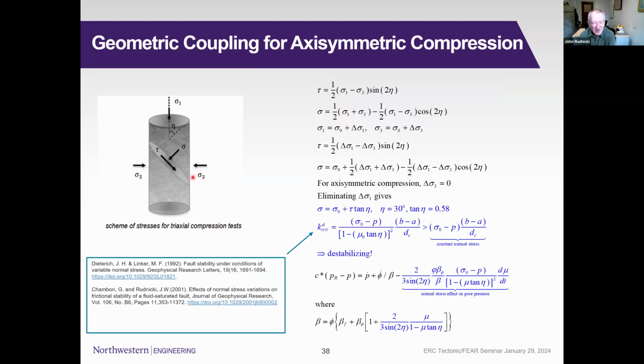In the axisymmetric compression case, there's geometric coupling between the normal stress and the shear stress. I won't go through all this, but this was looked at by Dietrich and Linker, and also Guillaume Chambon and me quite a while ago. One of the results of that is the K critical. This would be for a drained case, constant pore pressure, and it is greater because of this coupling. So there's this term subtracted in the denominator, which makes it greater than the expression at constant normal stress, and so that is destabilizing. And again, there's also a term that comes into the pore pressure equation, but that's really not relevant in this experiment.